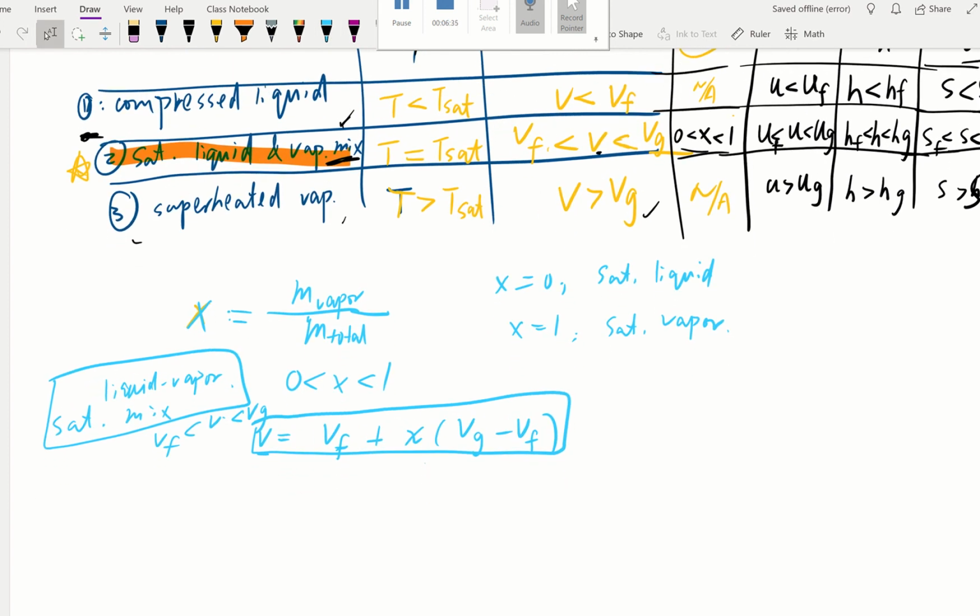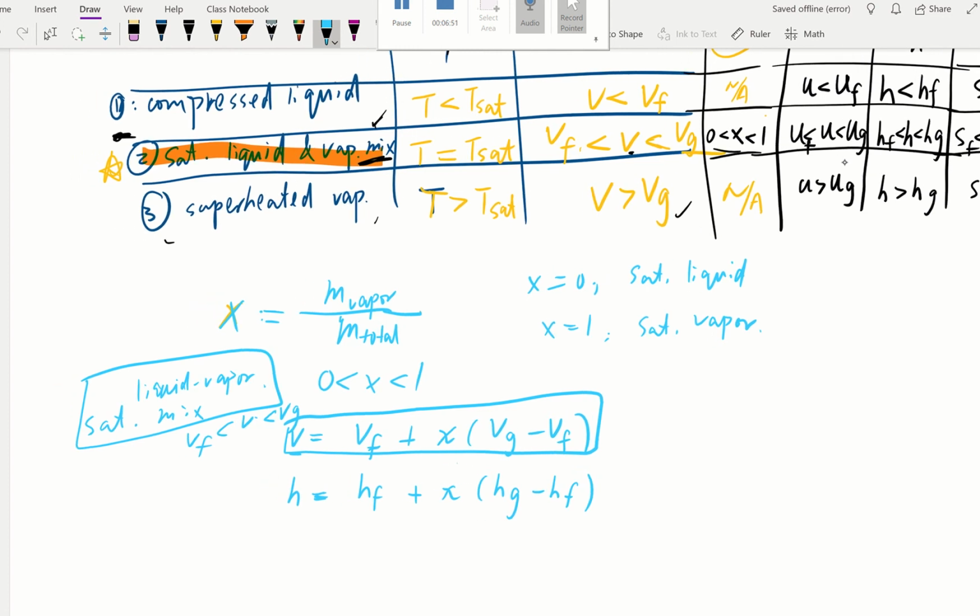And this equation can be further expanded for other properties like enthalpy H. That's going to be equal to Hf plus x times Hg minus Hf. And here, Vg minus Vf is also written by people as Vfg. Vfg means the difference between Vf and Vg, which is Vg minus Vf. Same thing, Hg minus Hf we can write down as Hfg.